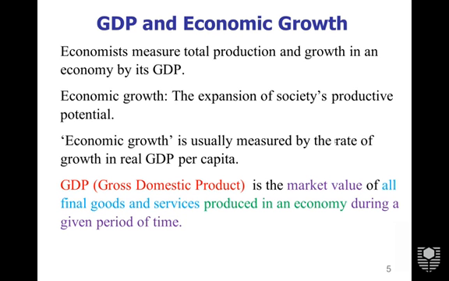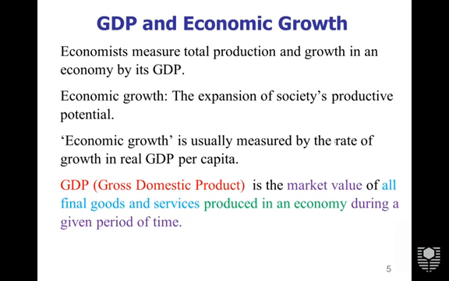Number 1, the first requirement of GDP is that we talk about the market value and we don't talk about anything else. So we talk about the market value. That means the value of the product in the market. That means by selling the product, how much we can earn basically. Of all the final goods and services. So the final is important here.